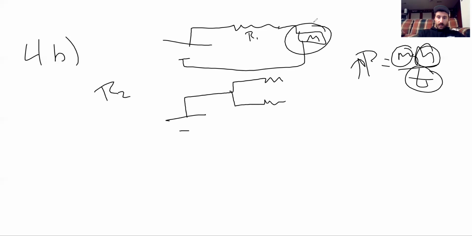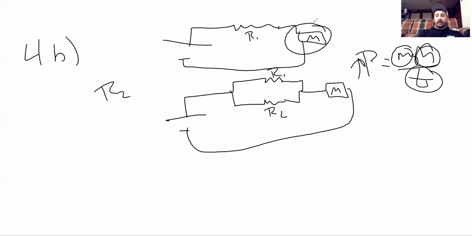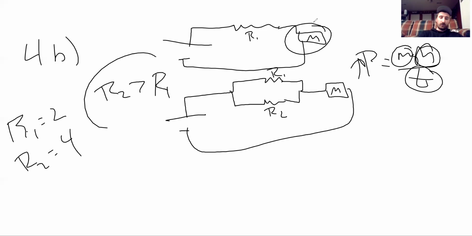is that if we put it in parallel with R1, so watch how I do this. We know R2 is greater than R1. So let's just say, for example, R1 equals 2 and R2 equals 4. That holds true for that. So the total resistance up here is going to be 2, ignoring the motor because the motor stays the same in both.